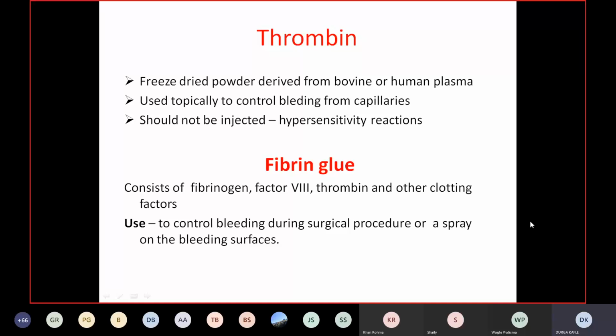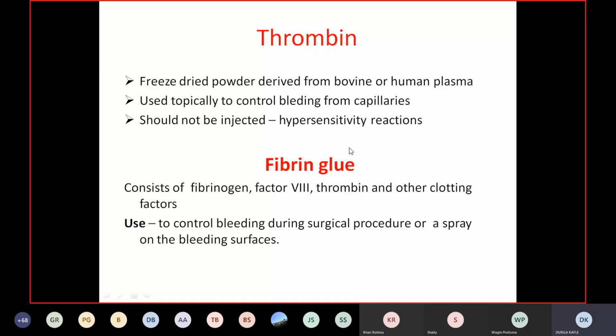Next we have thrombin. Thrombin is available in dried powder form, extracted from bovine or human plasma, that is, either from human plasma or from other cattle like buffalo or cow. So you can directly apply it at the site of bleeding, at the site of capillary oozing. It controls bleeding, but it should not be injected intravenously or subcutaneously, because it produces a severe hypersensitivity reaction. So always use it by the topical route only.